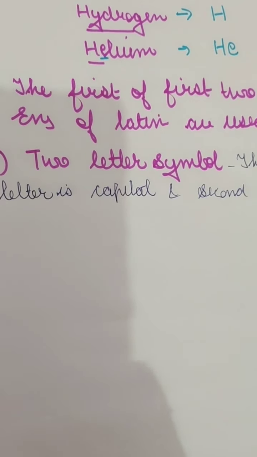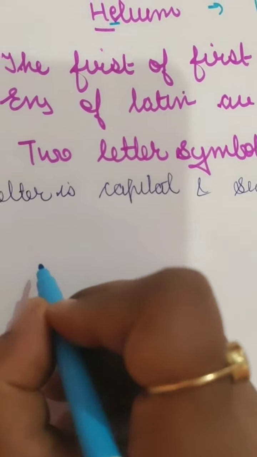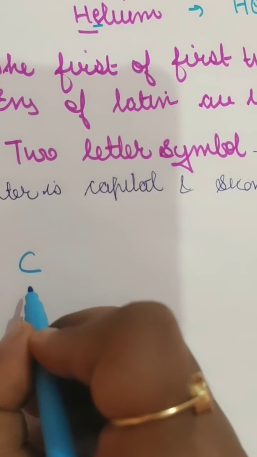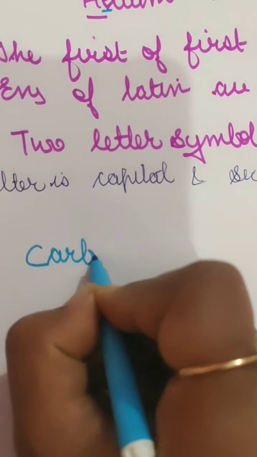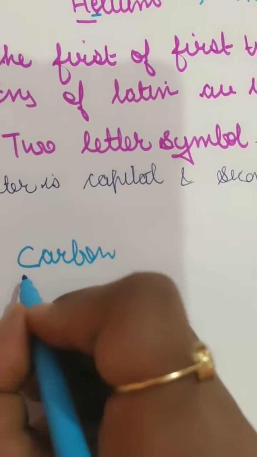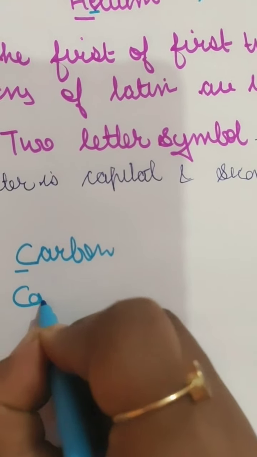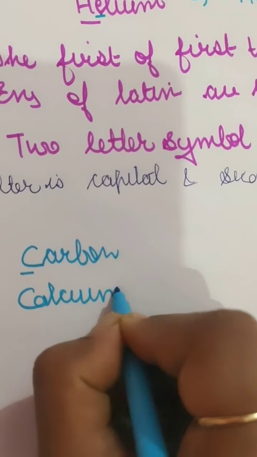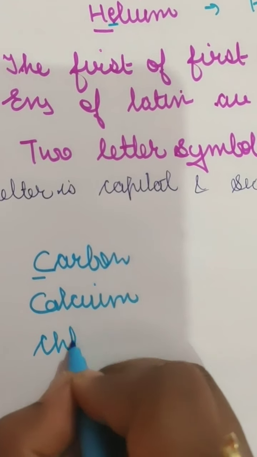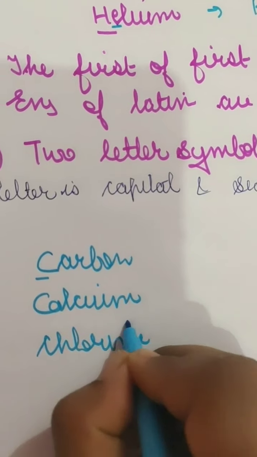Okay, so these are a few, but there are some more, like the symbol of carbon. Carbon starts with C, and then the others are calcium, chlorine, and copper.